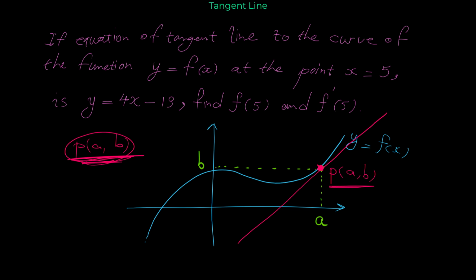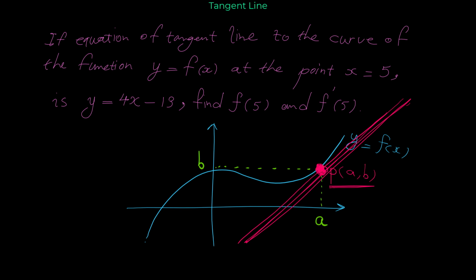And also, the slope of the tangent line and the slope of the curve at the tangency point are equal to each other. So, for example, if we have the slope of the line, we have the slope of the curve at the tangency point.